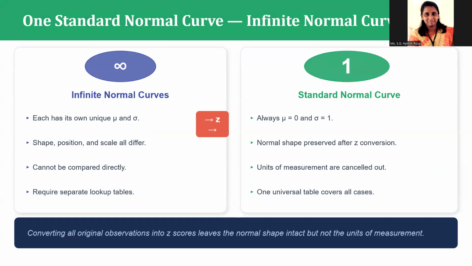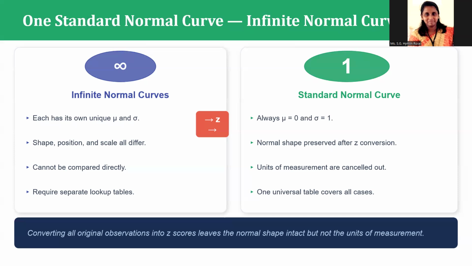So one standard normal curve, infinite normal curves. There are two cases. There is an infinite number of different normal curves, each with its own unique mean and standard deviation. There is only one standard normal curve with a mean 0 and a standard deviation of 1. So what are the infinite normal curves? Every possible combination of mu and sigma produces a different normal curve. Each curve has its own shape, position, and scale. They cannot be directly compared without a common reference framework. So this makes a direct comparison across distributions impractical. So this is not at all feasible when there are infinite values.